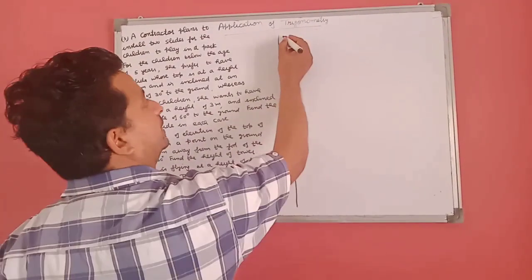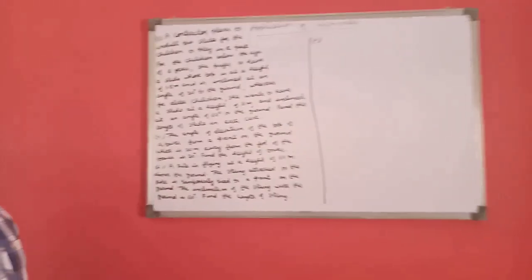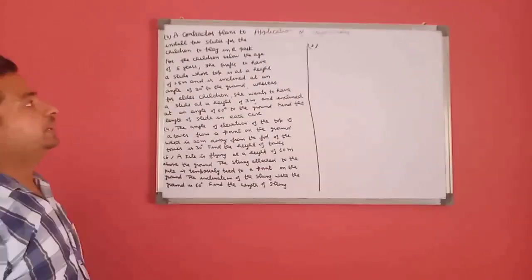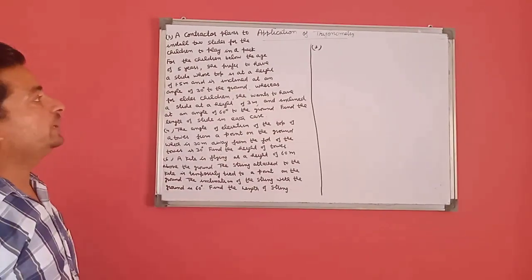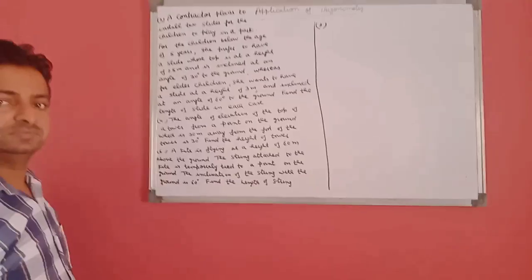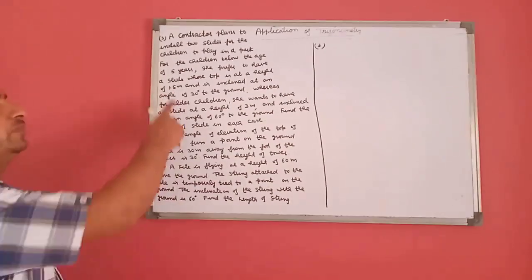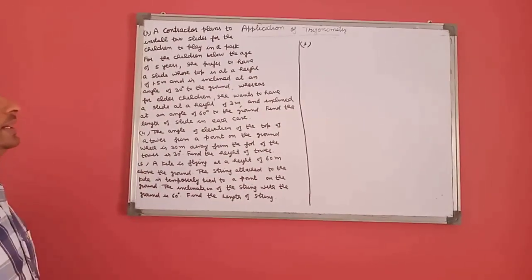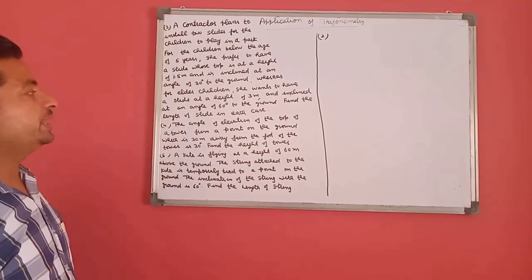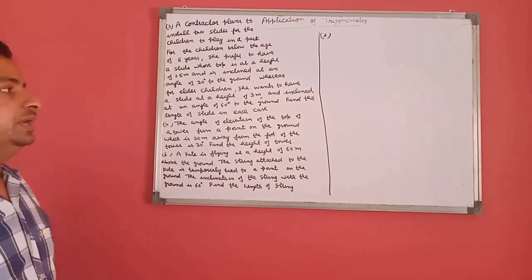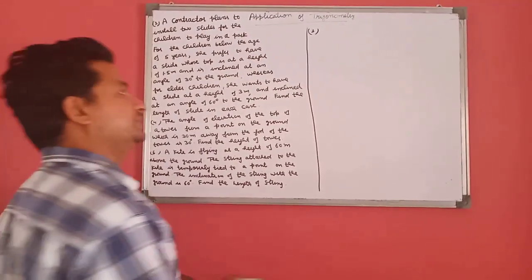In question number 3, the statement is: a contractor planned to install 2 slides for the children to play in a park. For the children below the age of 5 years, she preferred to have a slide whose top is at a height of 1.5 meter and is inclined at an angle of 30 degree to the ground. Whereas for elder children, she wants to have a slide at a height of 3 meter, inclined at an angle of 60 degree to the ground. Find the length of slide in each case.